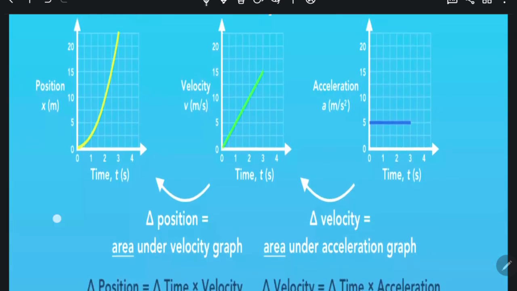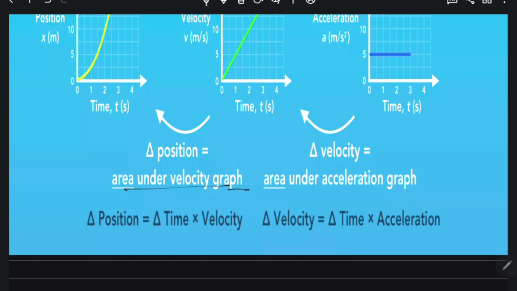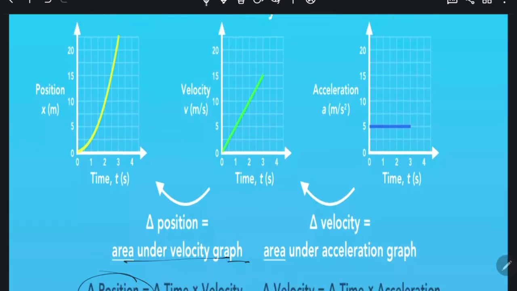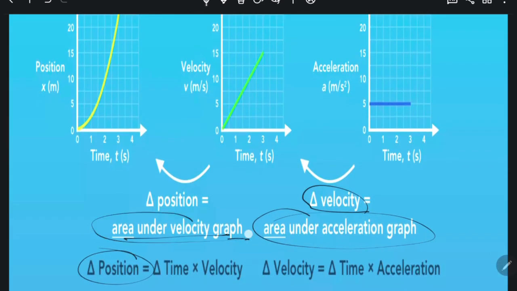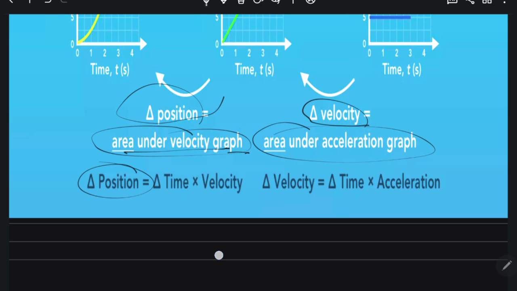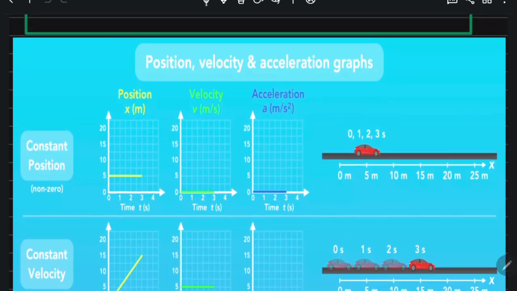Right? So in the velocity time graph, if you find the area under the velocity time graph, that gives you the position. In the acceleration time graph, if you find the area, that gives you the velocity. Area under the acceleration graph gives you the velocity. Area under the velocity time graph gives you the position. Understanding my point? Now, these are important graphs: position, velocity, and acceleration graph.